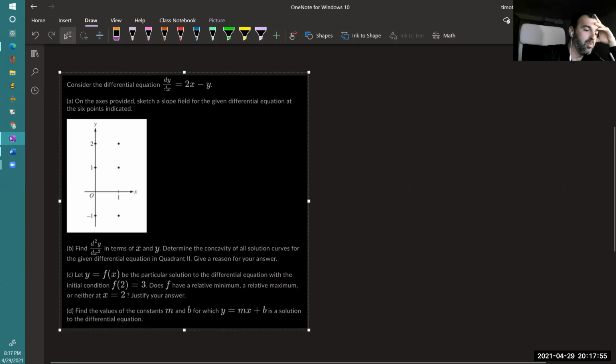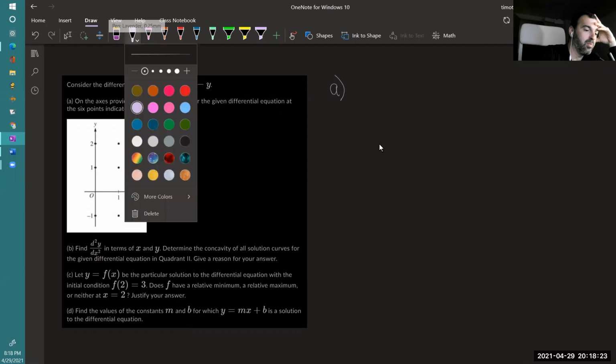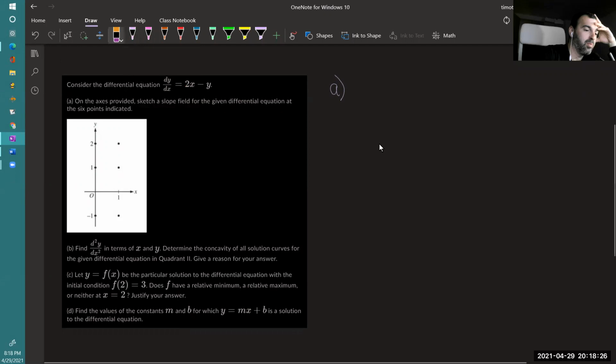So here it is. Consider the following differential equation. dy over dx equals 2x minus y. First question is A. Let me see if I can. A. It's not very thick. Go a bit thicker on those. There. That's better. It's still not that great.